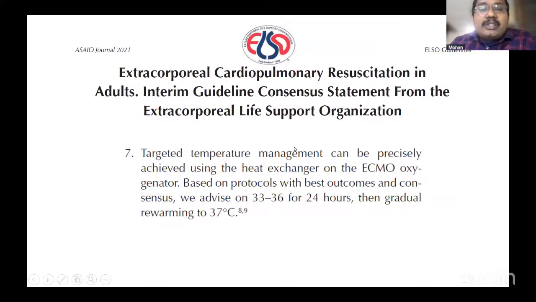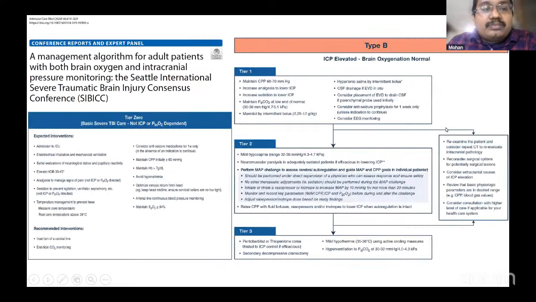So now suppose that you have a patient who has received eCPR. What do you do with this? This guideline has come in 2021 before the TTM2 trial. So that is why you get to see here that they advise 33 to 36 degrees centigrade for 24 hours, then gradual rewarming to 37 degrees centigrade for those patients who received eCPR and are on ECMO.